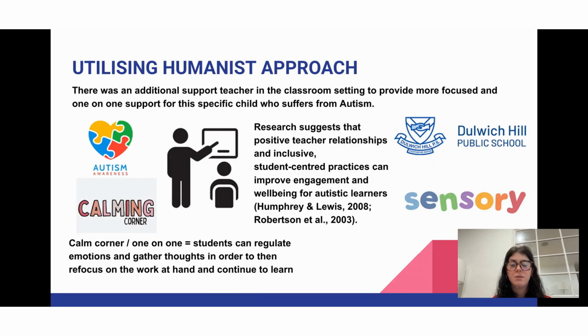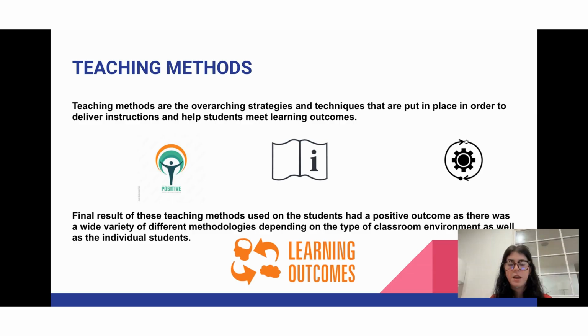This was done by the classroom environment having a calm corner, which involved an area with cushions, blankets, sensory toys, and headphones for those who need time to regulate emotions in order to then refocus on the work at hand and continue to learn. The final result of these teaching methods used on the students had a positive outcome, as there was a wide variety of different methodologies depending on the type of classroom environment as well as the individual students.